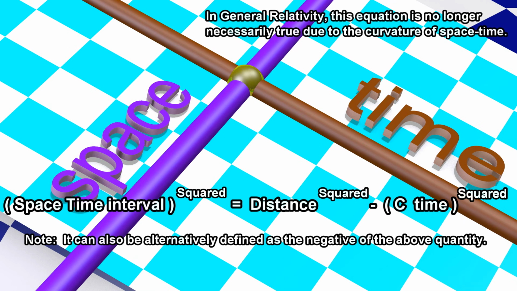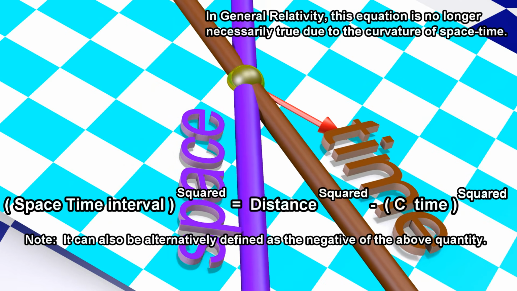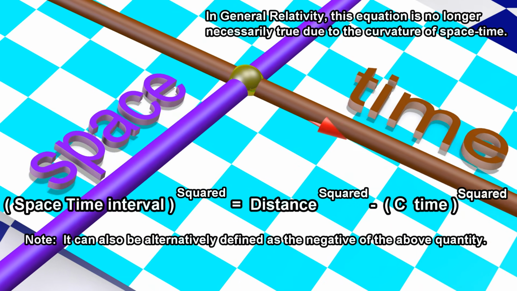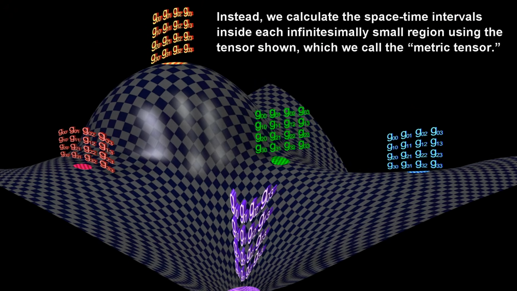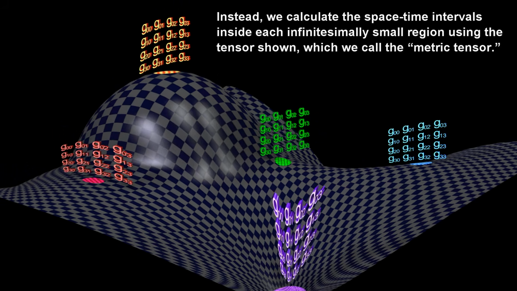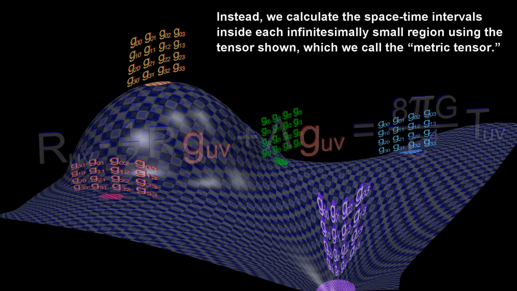In general relativity, this equation is no longer necessarily true due to the curvature of space-time. Instead, we calculate the space-time intervals inside each exceedingly small region using the tensor shown, which we call the metric tensor.